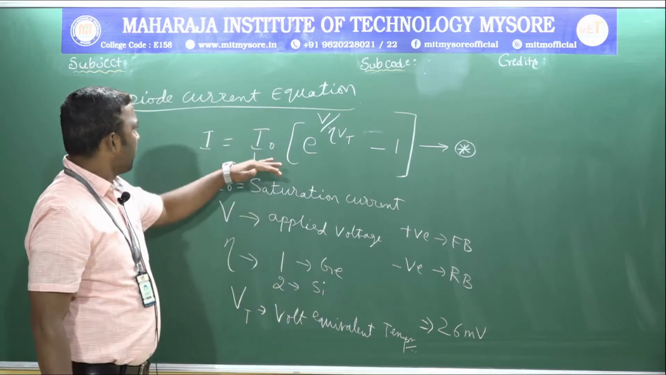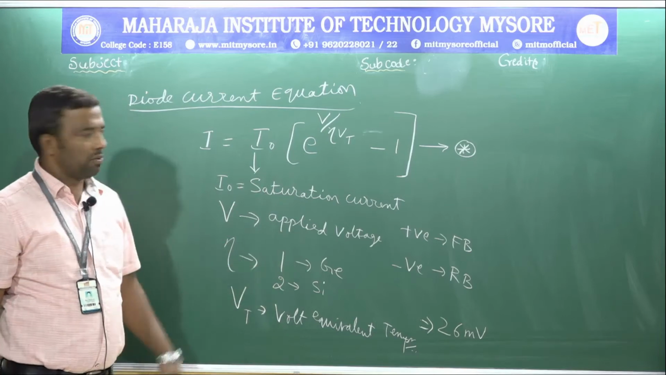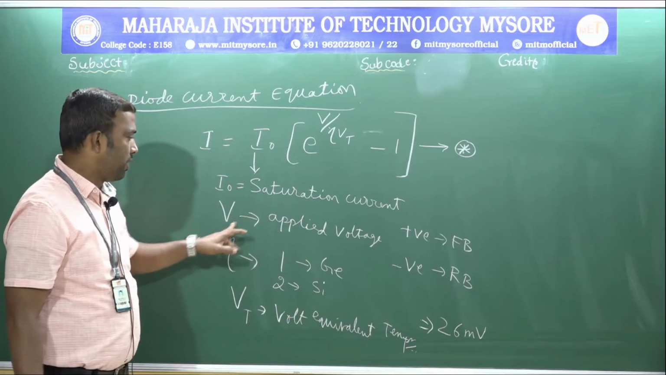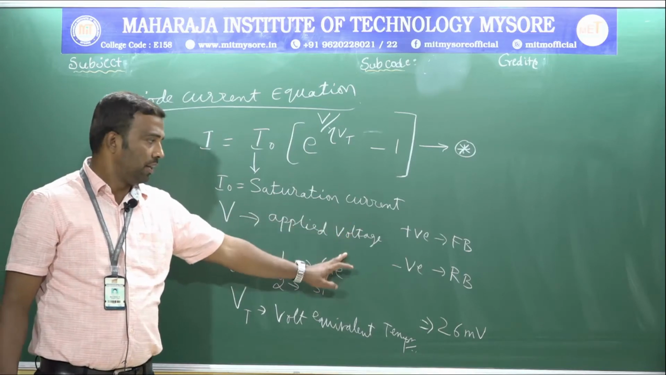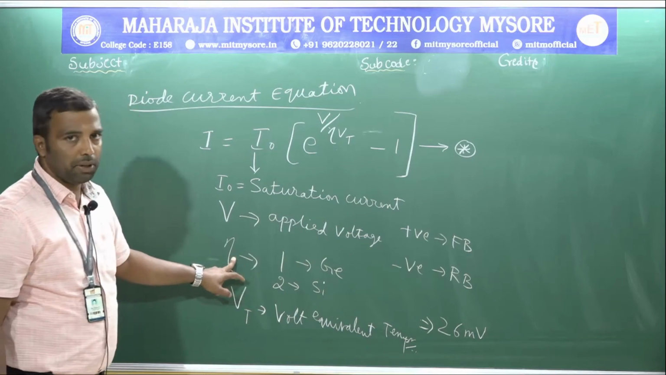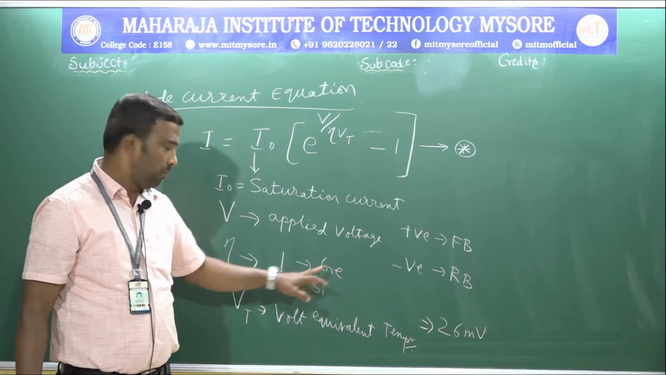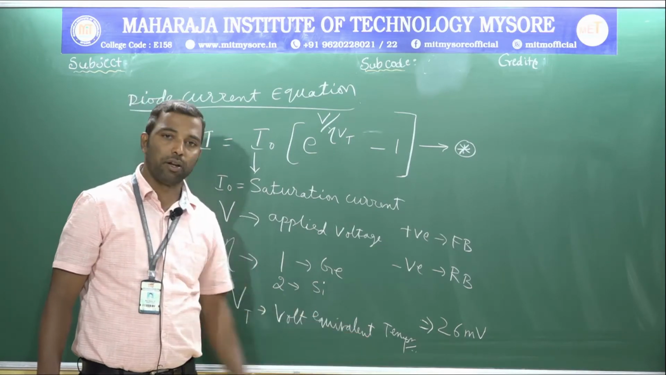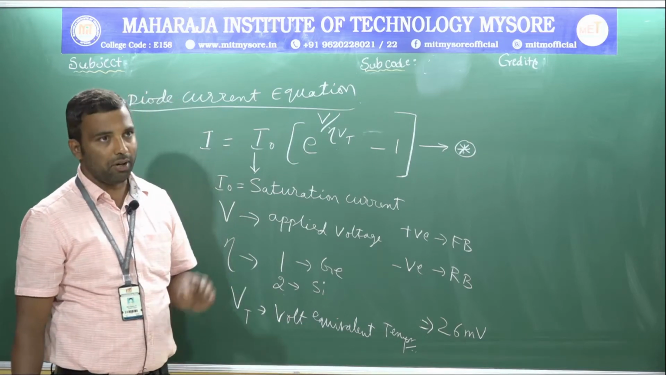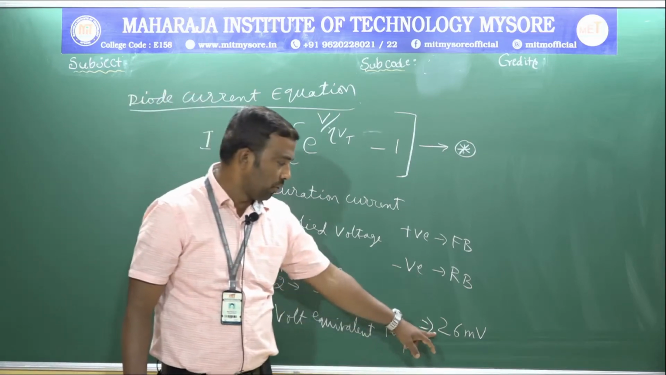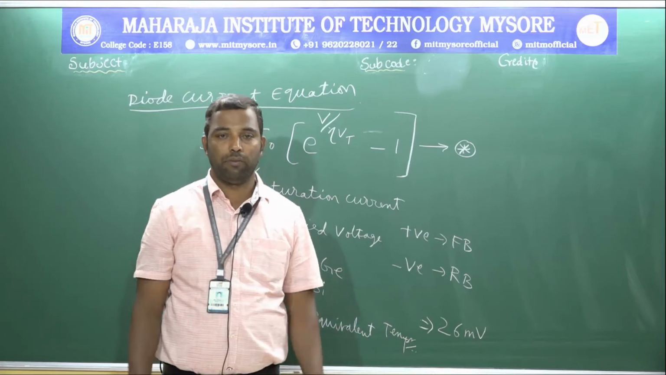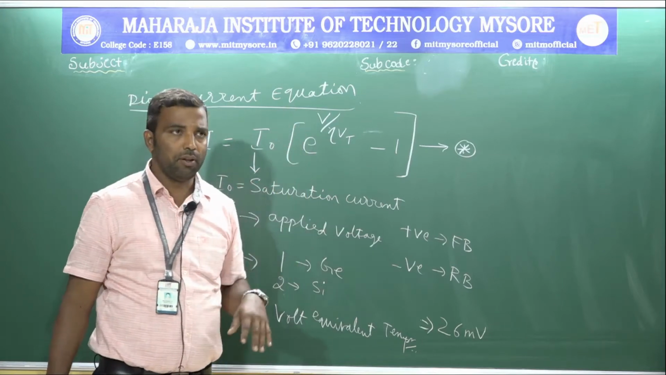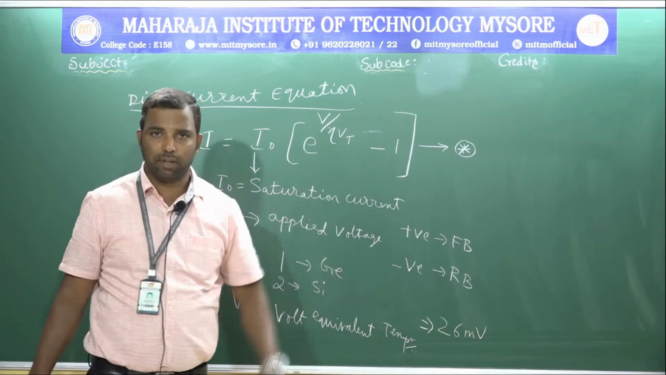So these are the diode current equation parameters. I naught is the saturation current, or you can call it the reverse saturation current. V is the applied voltage, positive for forward bias, negative for reverse bias, and eta is a constant, 1 for germanium, 2 for silicon. Vt is the volt equivalent of temperature, and its value at room temperature, T equal to 27 degrees centigrade, is 26 millivolts, a constant value. Consider this diode current equation for the forward bias condition and another for the reverse bias condition.